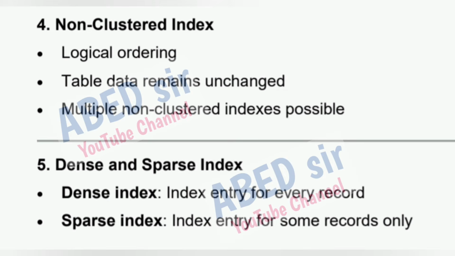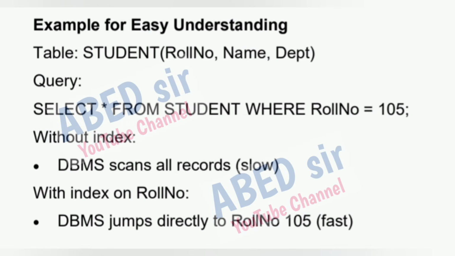5. Dense and sparse index. Dense index, index entry for every record. Sparse index, index entry for some records only. Example for easy understanding. Table. Student, roll no, name, depth.